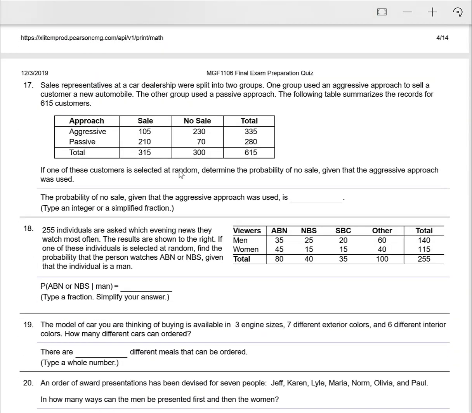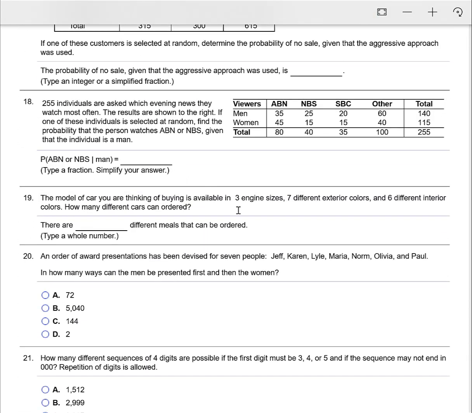All right, number 19. The model of car you're thinking of buying is available in 3 engine sizes, 7 different exterior colors, and 6 interior colors. How many different cars can be ordered? And this word here should say cars. So it's going to be 3 times 7 times 6, which comes out to be 126.